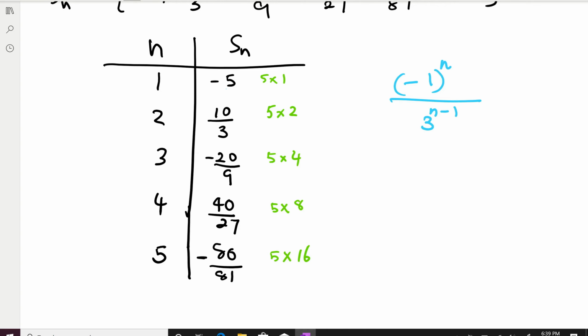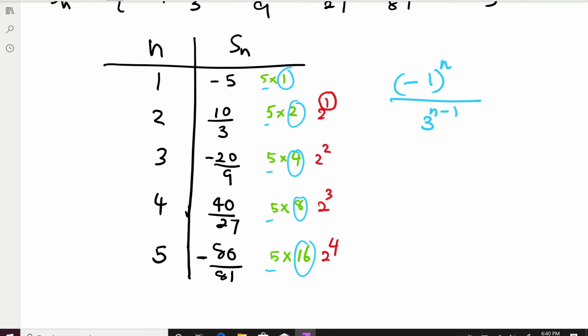Now what's the pattern here? If you look at the pattern of 5, it appears in every term. Every term in the numerator is a multiple of 5. And all the other factors are 1, 2, 4, 8, 16. Do you see a pattern in 1, 2, 4, 8, 16? Yes, 2 is 2 to the power 1, 4 is 2 to the power 2, 8 is 2 to the power 3, 16 is 2 to the power 4. Interesting, right? So what's going on here? The numerator of every term is just 5 times 2 to some power of n. Do you agree?